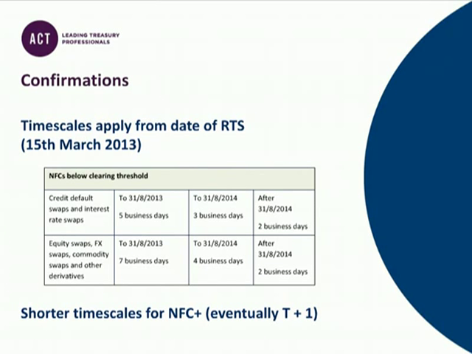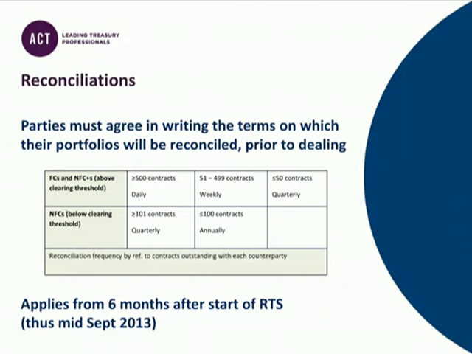If we move forward, next slide, to reconciliations. The requirement here is that both parties to any OTC derivatives must agree in writing the terms on which their portfolios will be reconciled, and you need to do this prior to dealing. The frequency with which you have to do these reconciliations depends on the volume of transactions you've got outstanding with any one counterparty. If you've got less than 100, if you're not one of the NFC pluses, if you've got less than 100 contracts, then you only have to do these reconciliations annually, but you still have to have the procedures and the agreement in place. And that one starts to apply from mid-September.